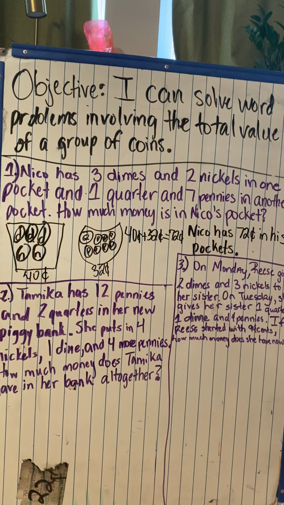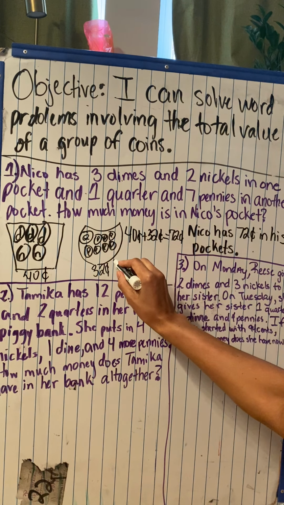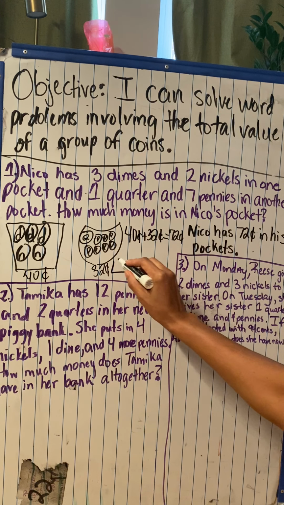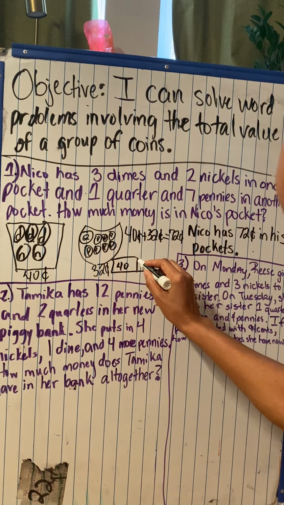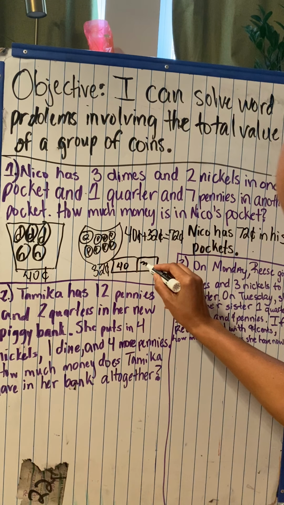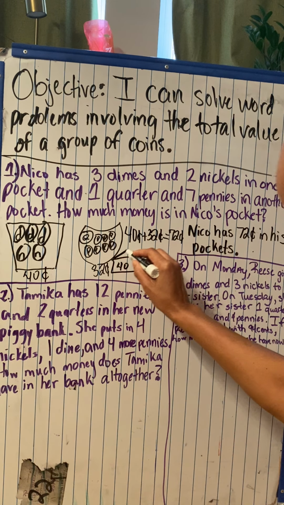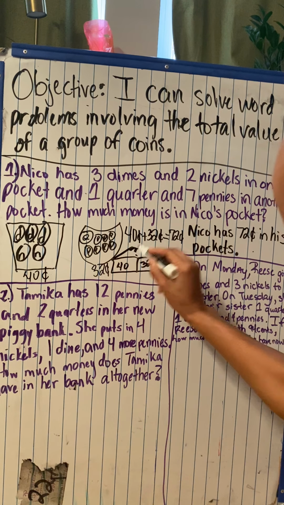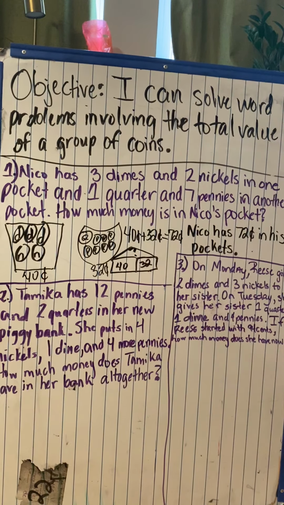We could have also represented this problem with the tape diagram as well. We could say that this is one part, which would have been one pocket, 40 cents, and then this would have been another part, 32, and we were looking to find the whole. Okay?